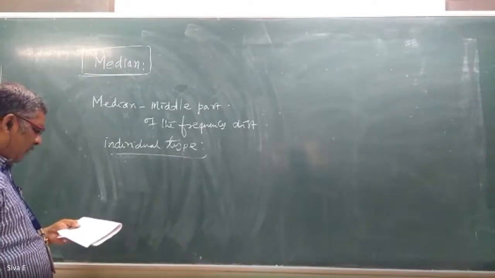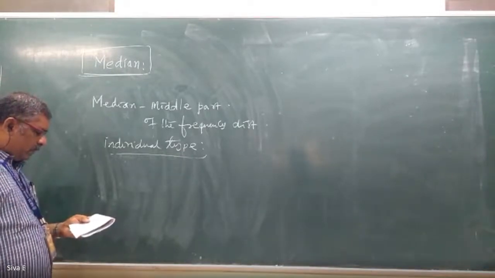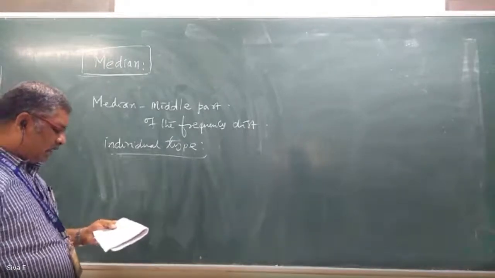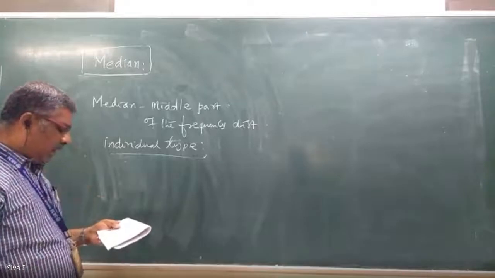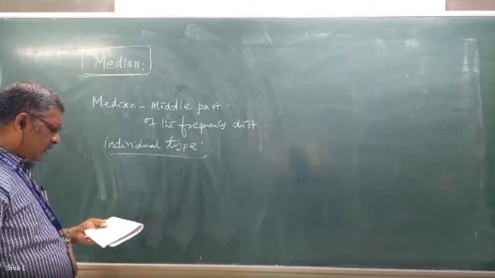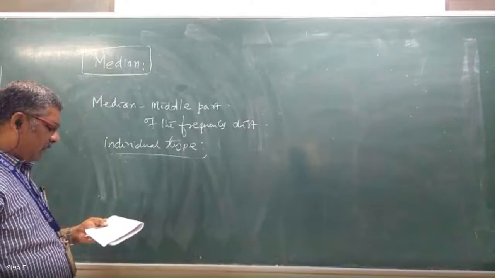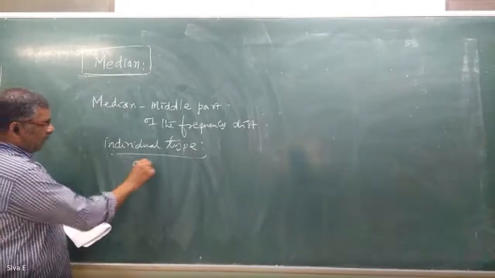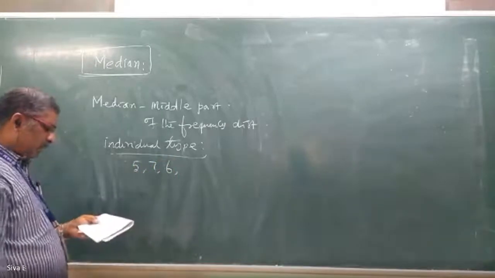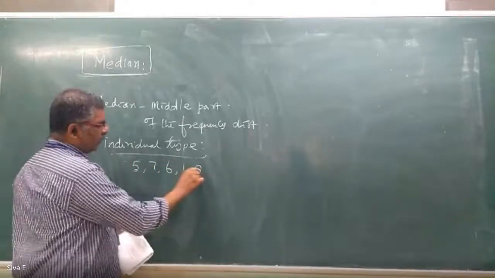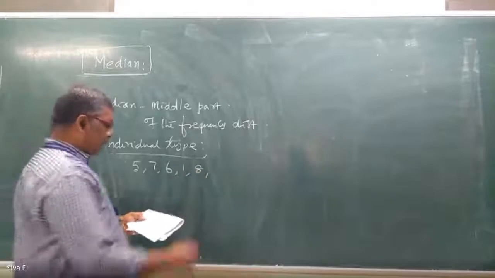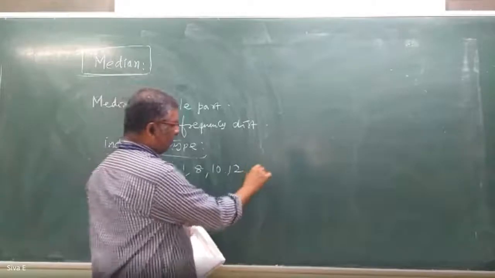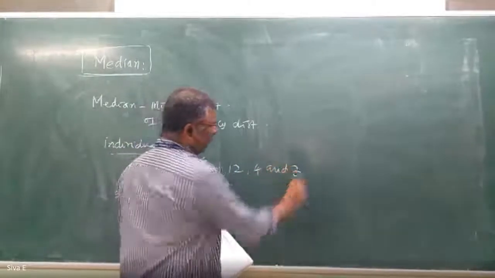Example 1. Suppose we have the following observations in a data set: 5, 7, 6, 1, 8, 10, 12, 4 and 3.